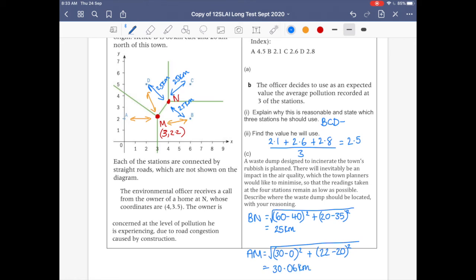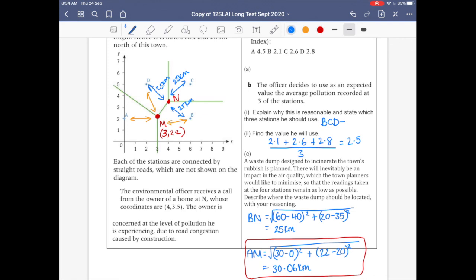So it's clear that the M coordinate is further away from the stations than N, and therefore that's the one that I'm going to pick. So my answer would be to choose M, as this is further away from the other coordinates.